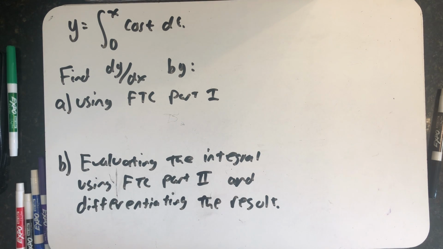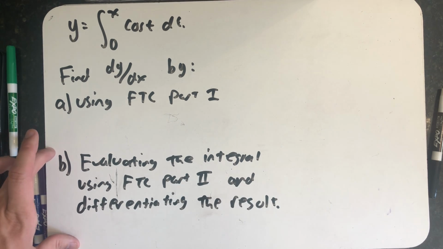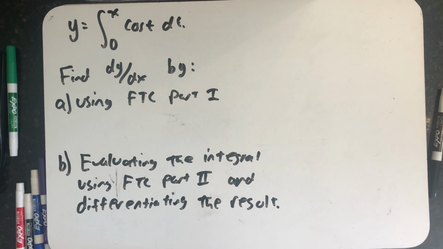We are given a function, y equals the definite integral from 0 to x of cosine of t dt. We're asked to find dy/dx two different ways. First, by directly applying the fundamental theorem of calculus part 1, and again, by evaluating the integral using the fundamental theorem of calculus part 2, and then differentiating the result.